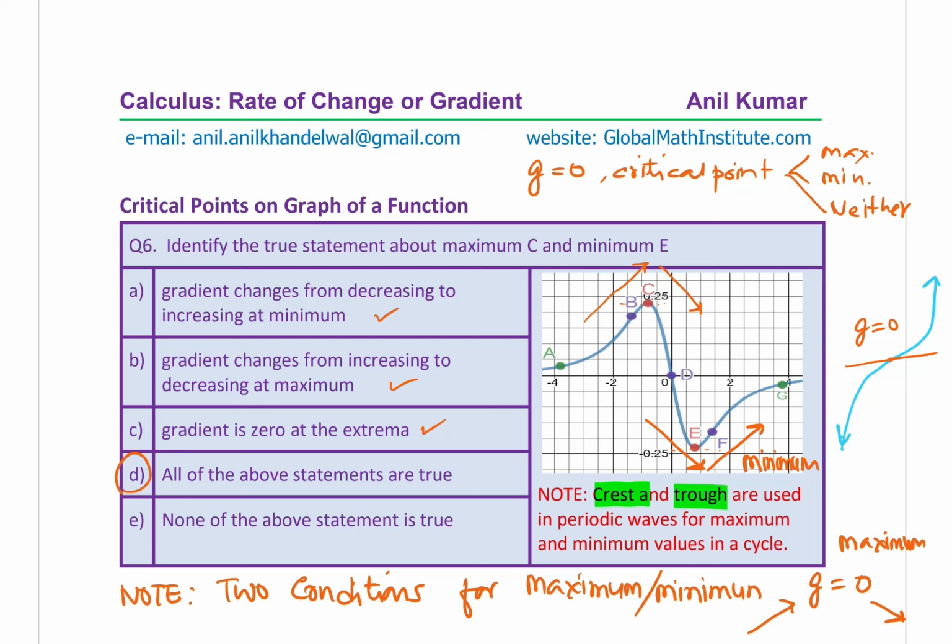And therefore, we now need the second condition. And the second condition is clearly, if it is maximum, then the g value changes from increasing to decreasing. And if it is minimum, then the g value changes from decreasing to increasing. Correct? So both conditions should be true for identifying a point as maximum or minimum. So remember, these two conditions are there for maximum or minimum.